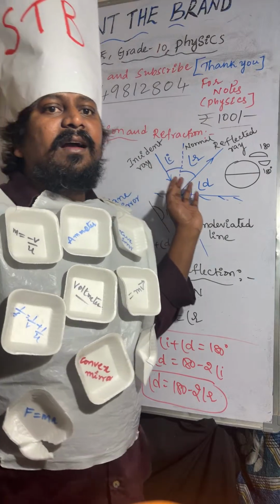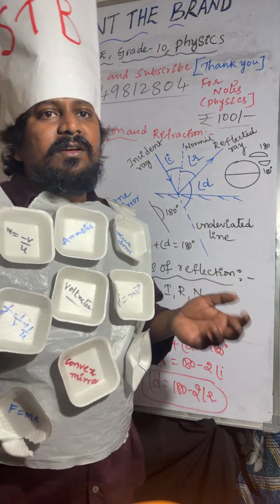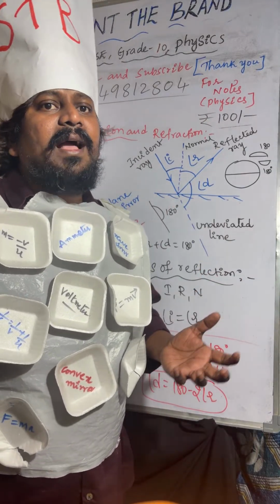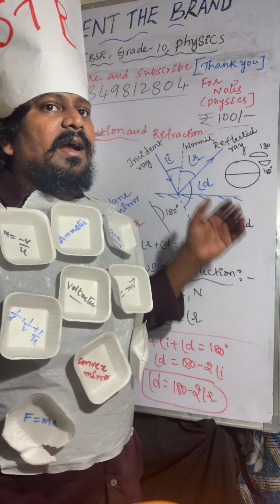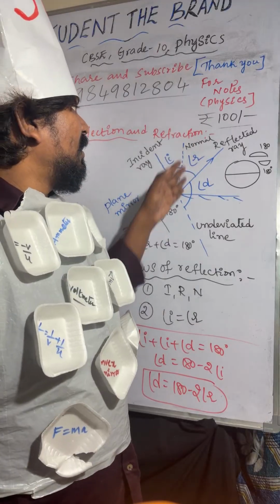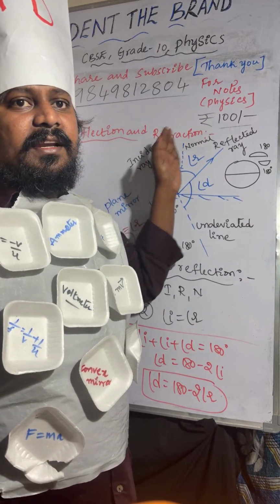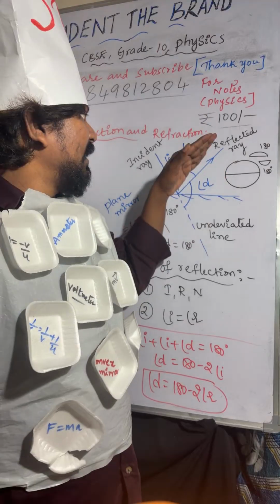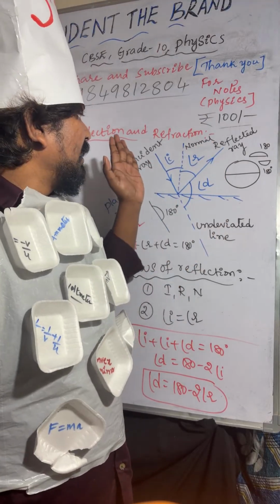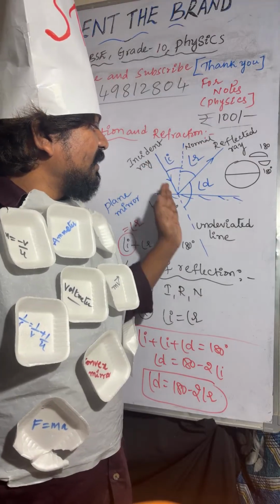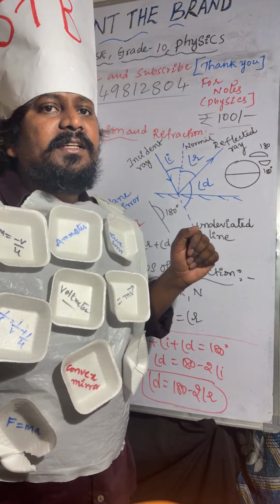The bouncing back of the light from the reflecting surface is called reflection of light. And incident ray, reflected ray, normal line. The angle between incident ray and normal line is called angle of incidence. The angle between reflected ray and normal line is called angle of reflection. And the angle between reflected ray and deviated line is called angle of deviation.